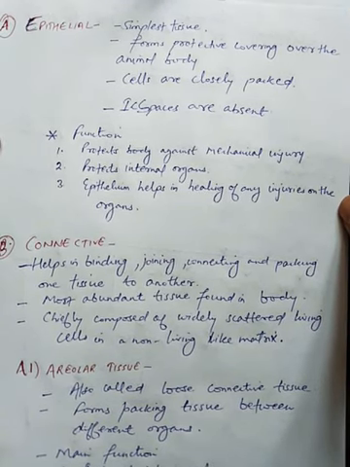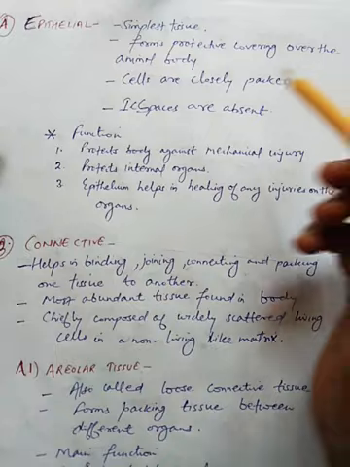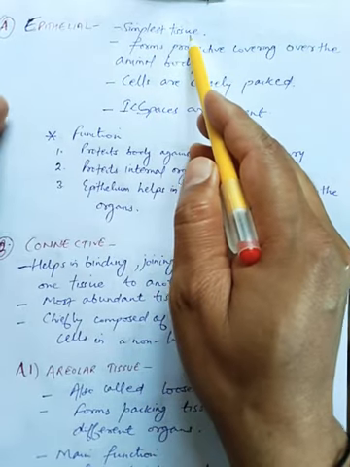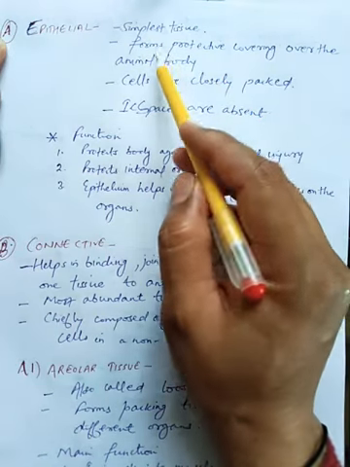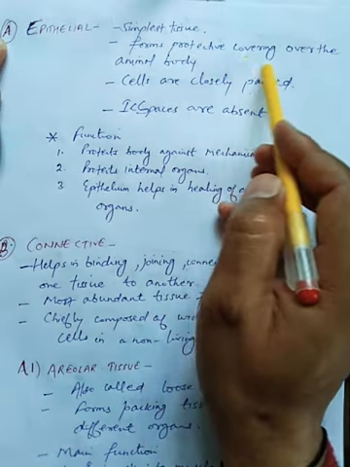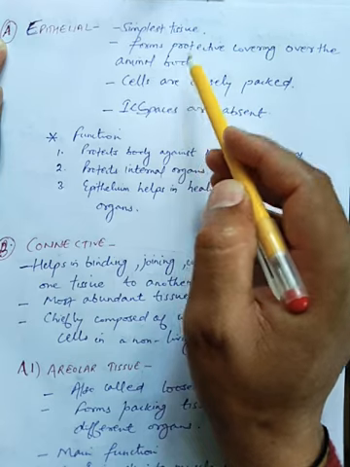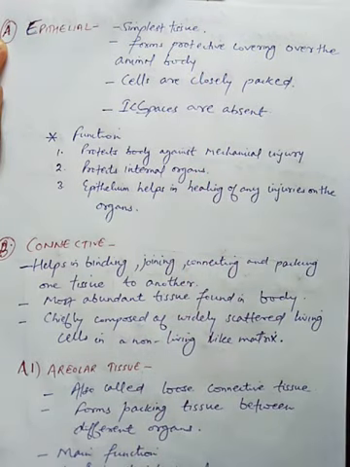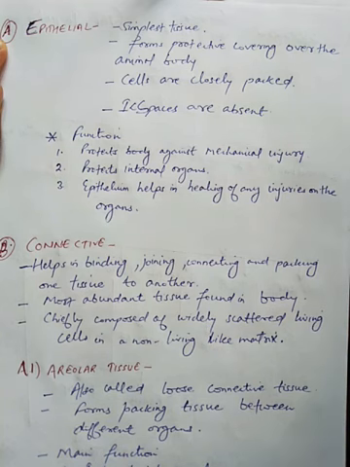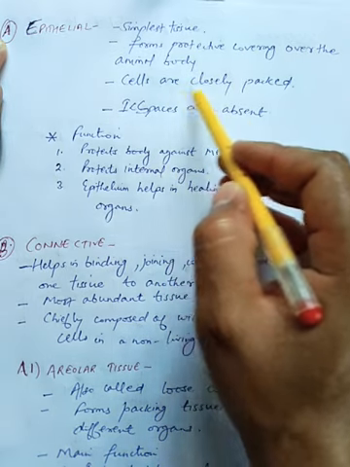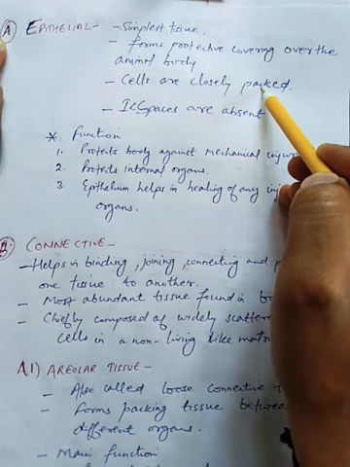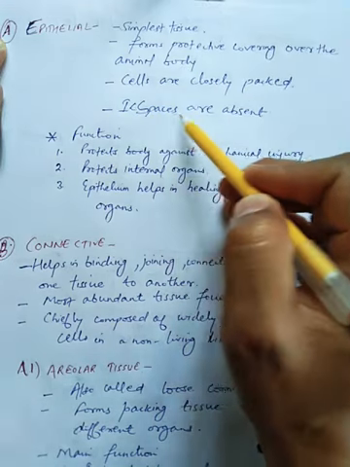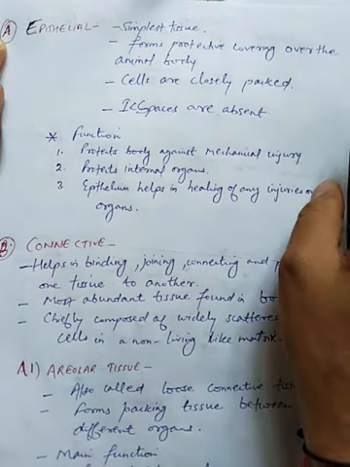Now students, see here, epithelial tissue is the simplest tissue which is present in a body. Now see what it does: it forms a protective covering over the animal body. That is, you can see our skin is made up of epithelial cells, epithelium. Now these cells are closely packed. The cells in the epithelial tissue are closely packed and intercellular spaces are absent in them.